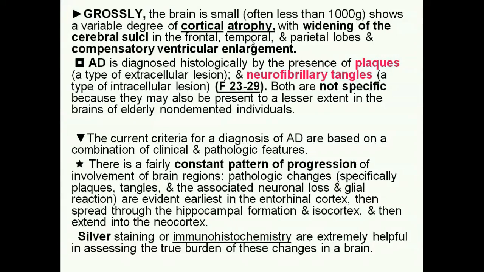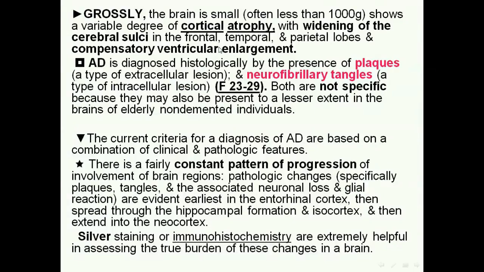Grossly, the brain is small. Of course, it's atrophic. It's going to be less than 1 kilo after it was 1.5 kilos. It shows a variable degree of cortical atrophy. Of course, when there is atrophy, there is going to be widening of the sulci and narrowing of the gyri. It occurs in the frontal, temporal, and parietal lobes, which is very important to know and differentiate because there's a disease we're going to talk about in a minute that involves only the frontal and temporal lobes. After that, compensatory ventricular enlargement occurs because the brain parenchyma is atrophic.